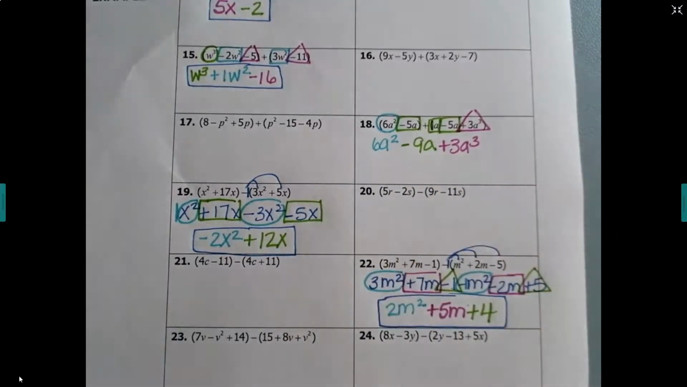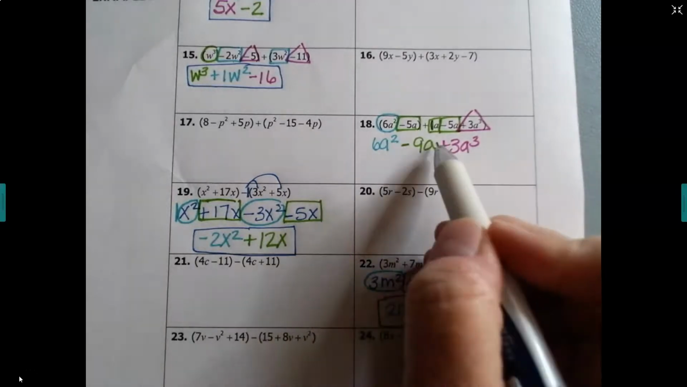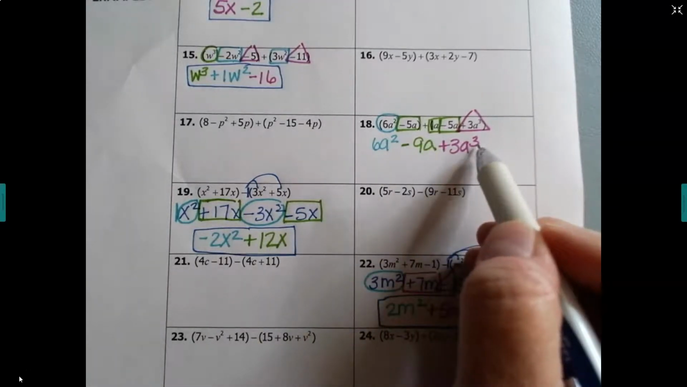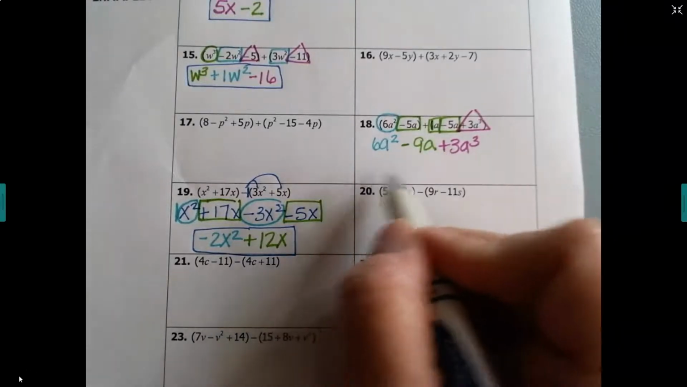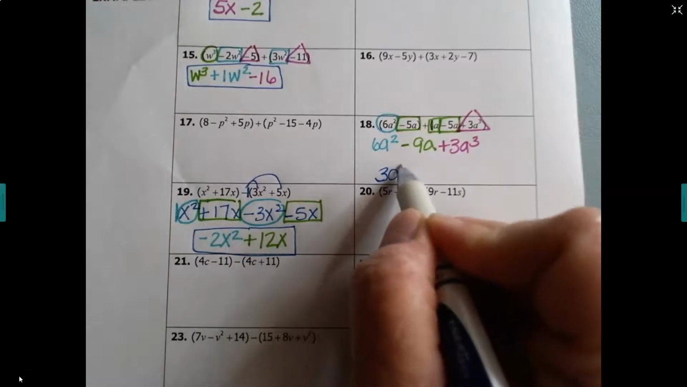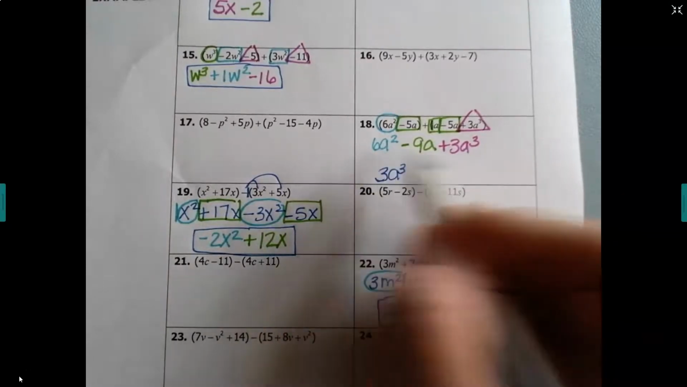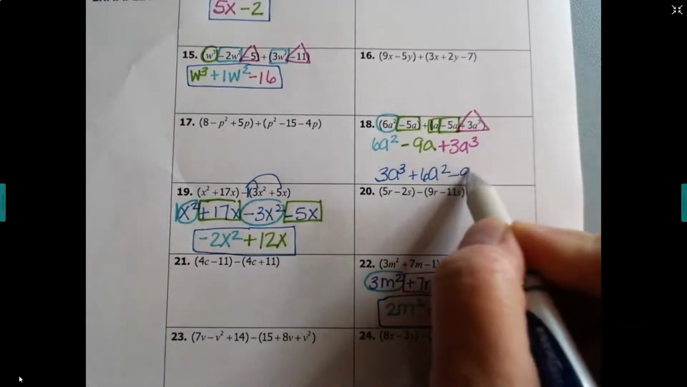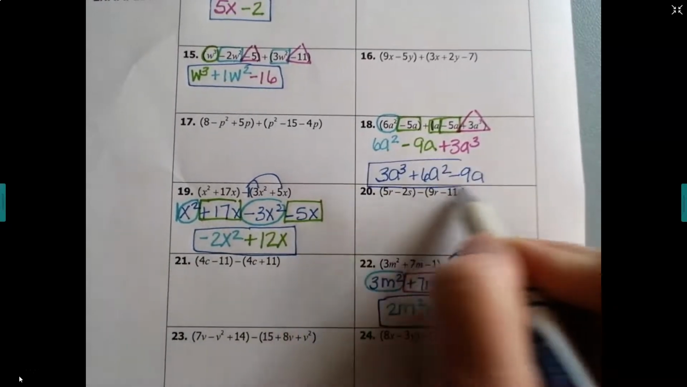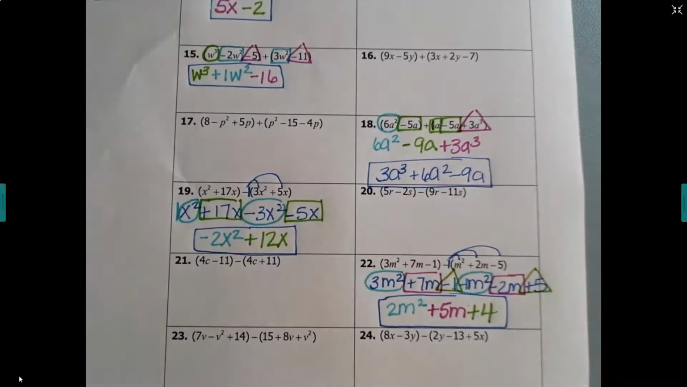Let's check for standard form. We have 2, 1, 3. The 3 is the biggest one, so it needs to be the one that goes first. That's a positive, so we don't have to write anything in front of it. 3a cubed. The next biggest is 6a squared, and then minus 9a. And that's our final answer.